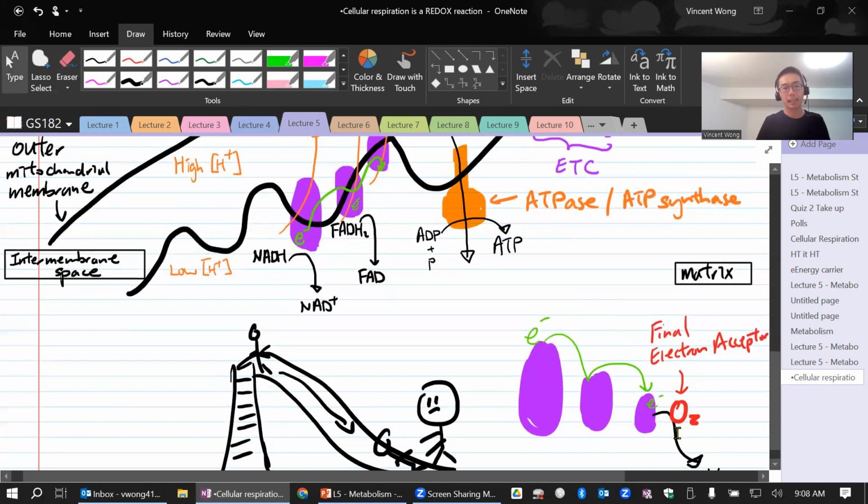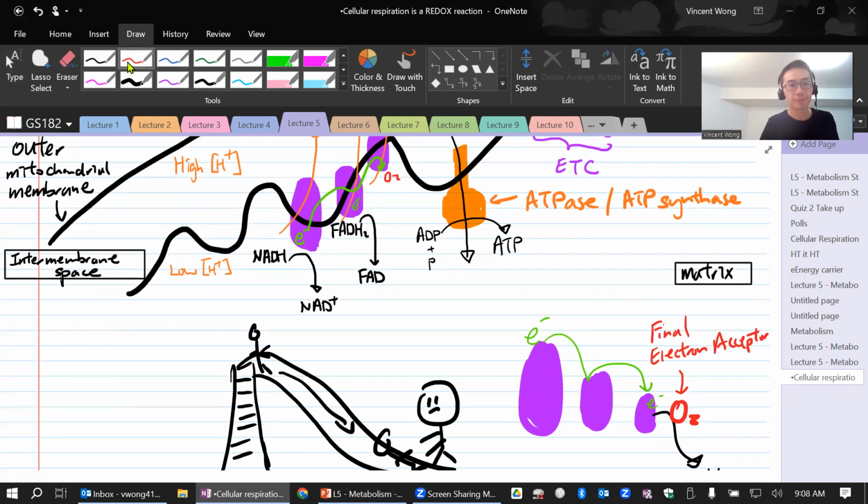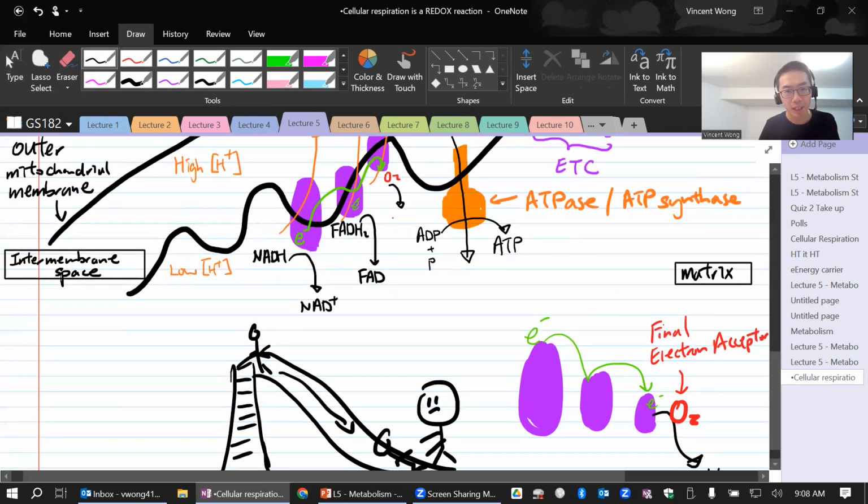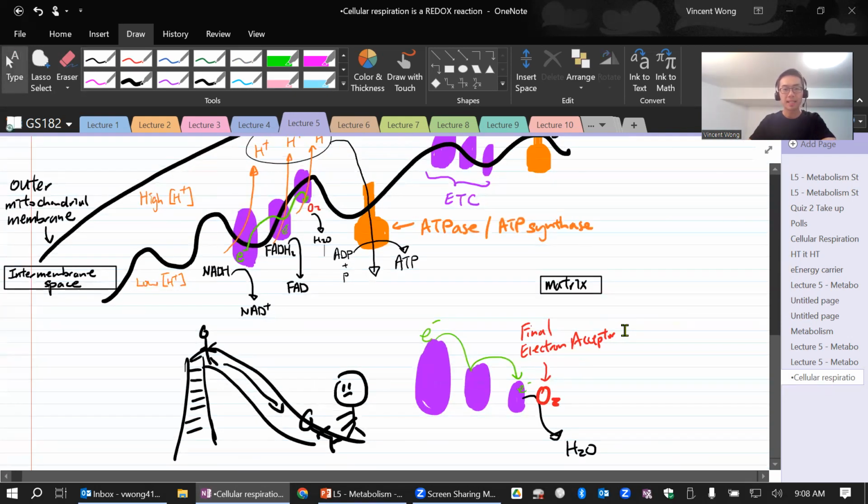And so at the end here, I'm just going to add to our picture, there's going to be O2, and then it's going to get converted into H2O. Does this make sense?